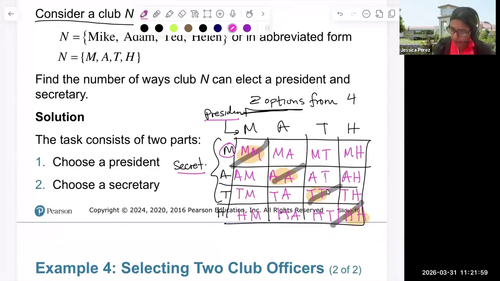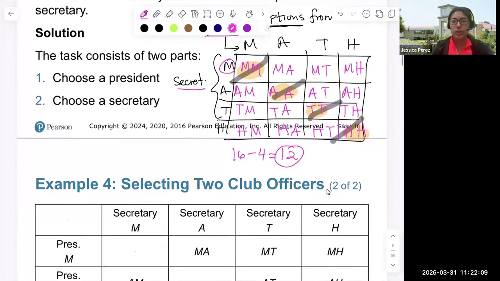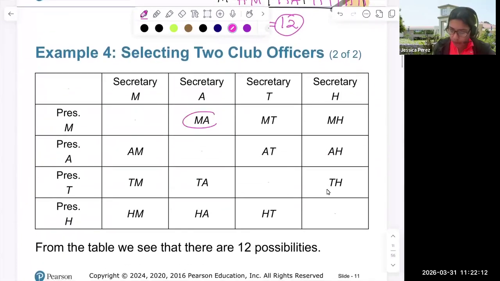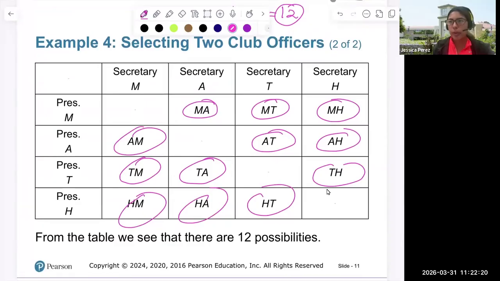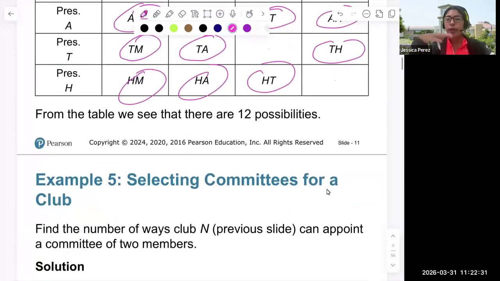So my options, instead of 4 times 4 is 16, it's going to be 16 minus 4 options. That's going to be 12 ways. So there's 12 different ways that I can arrange. So there it is: 1, 2, 3, 4, 5, 6, 7, 8, 9, 10, 11, and 12. From the table, we see that there are 12 possibilities because we had to remove the other 4 since we cannot have repeats. So we cannot be both secretary and president at the same time. So whenever we have a 2-part task, that means we will have to do a product table.